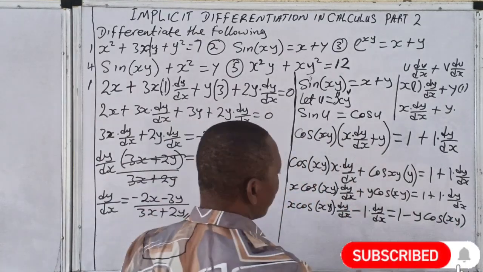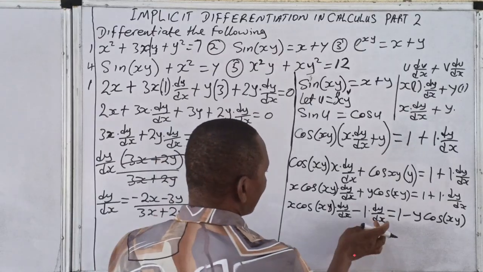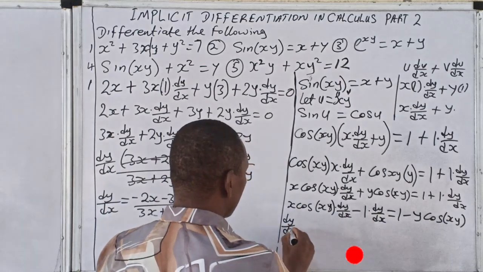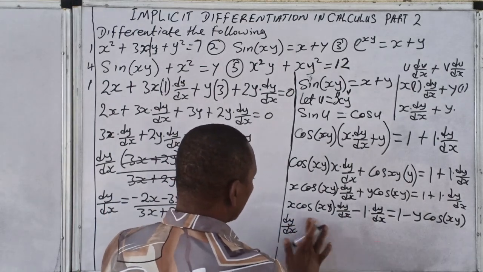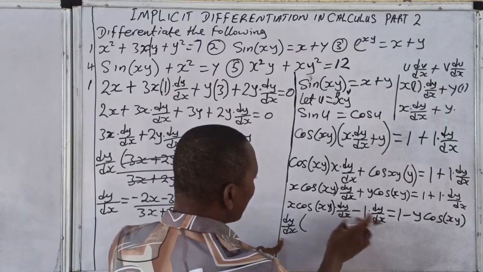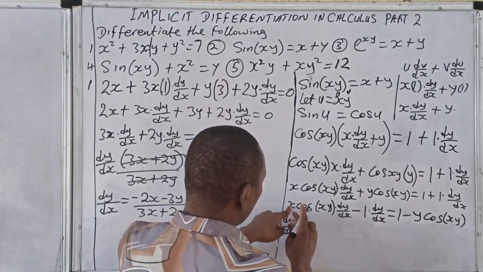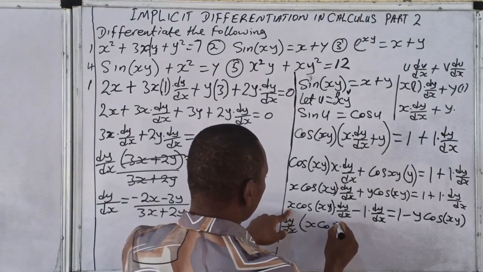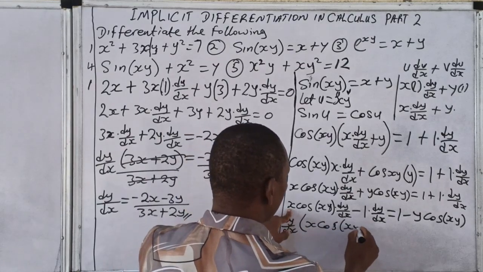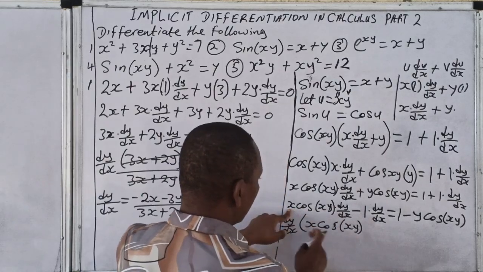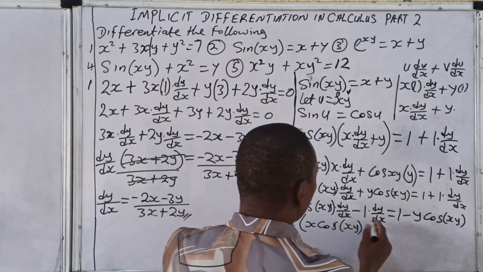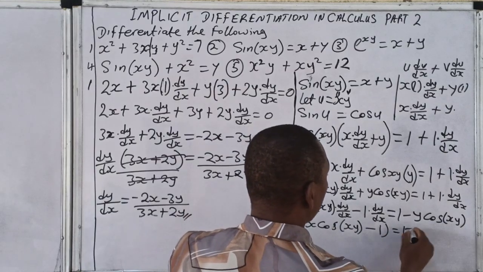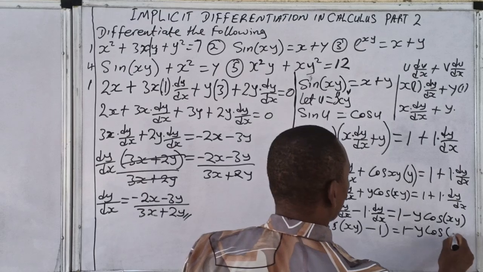So once you have your answer in this form, you can just collect dy/dx, which is common to this and this. So now have dy/dx, bracket. I'm picking out dy/dx from both sides. Now have, if I remove dy/dx from here, you have this one remaining, x cos(xy). Okay, so this one is what you have here. Minus, if I remove dy/dx from here, you have minus 1, is equal to 1 minus y cos(xy).